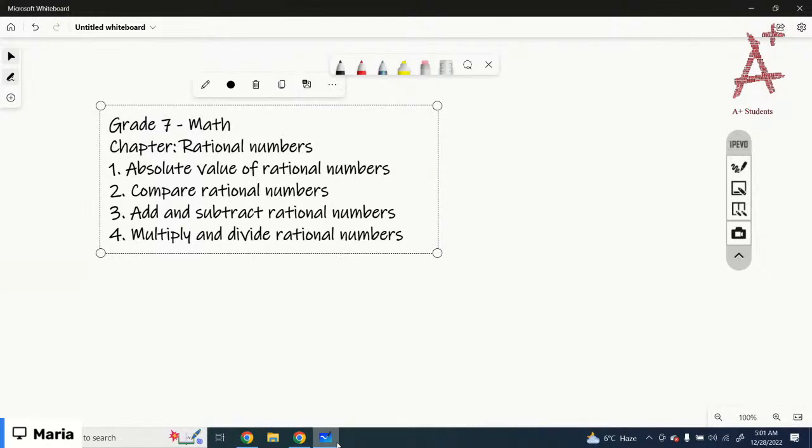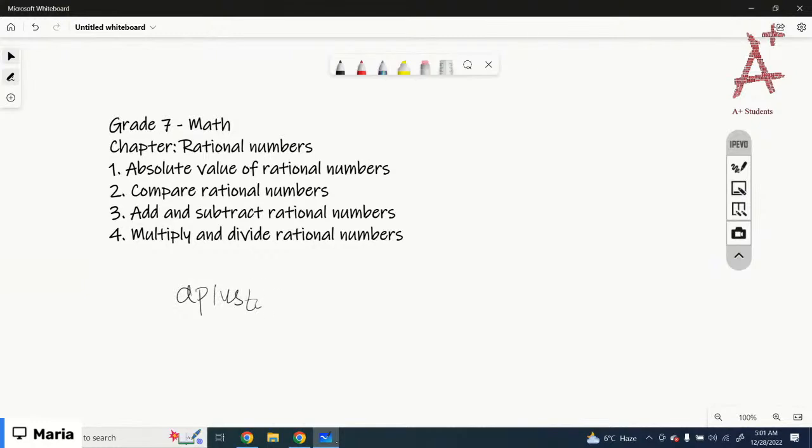So we're going to start with grade 7 maths. You can find all the lessons on aplusstudents.com. You have to log in there using your email address and password as provided by the administrator. Then you have to select math from the subject tab. Scroll down to grade 7. There you can find a list of the chapters. So we're going to start with the chapter rational numbers.